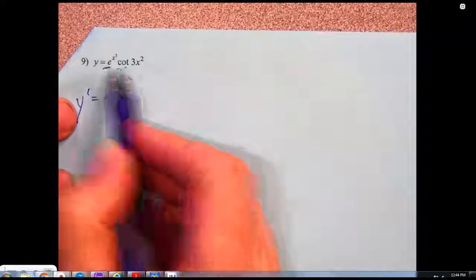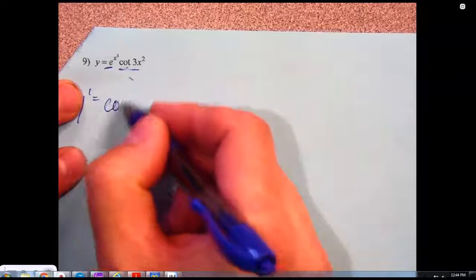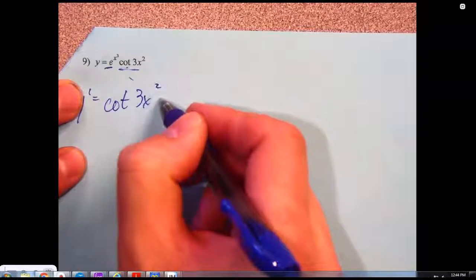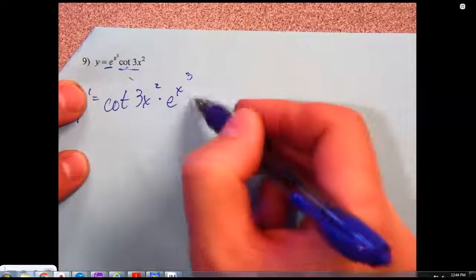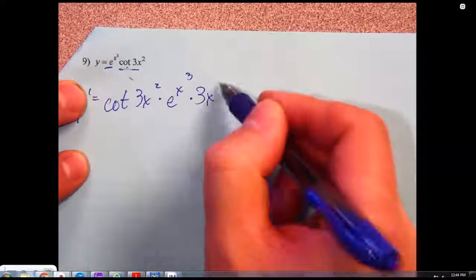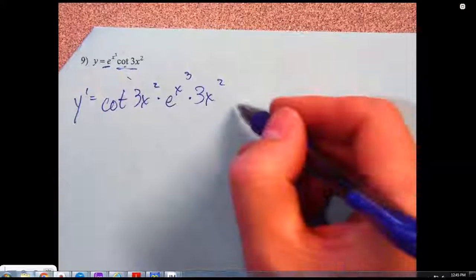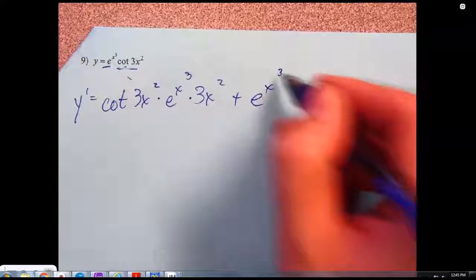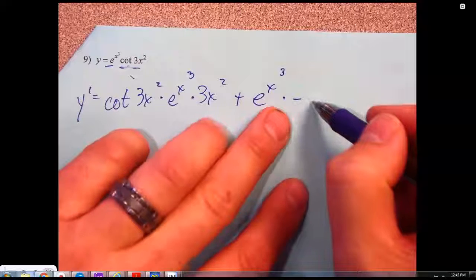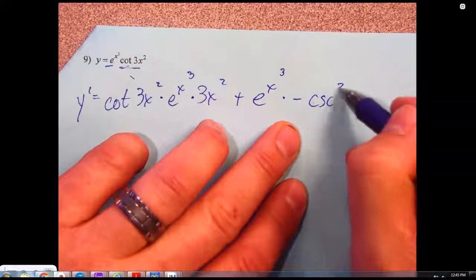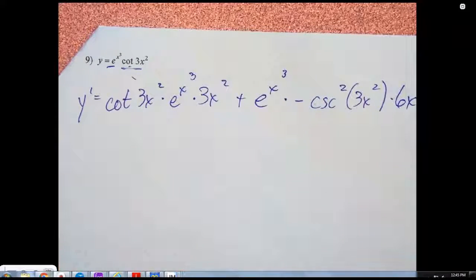Product rule again. Function of x, function of x. So the second thing is cotan of 3x squared times the derivative of the first thing. The derivative of e to the x to the third is e to the x to the third times the derivative of x to the third, so there's your 3x squared. Plus the first thing times the derivative of the second thing. The derivative of cotan is negative cosecant squared of the 3x squared, and then times 6x.